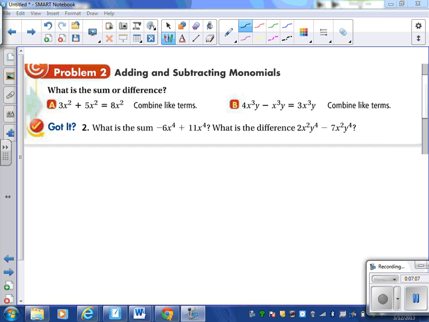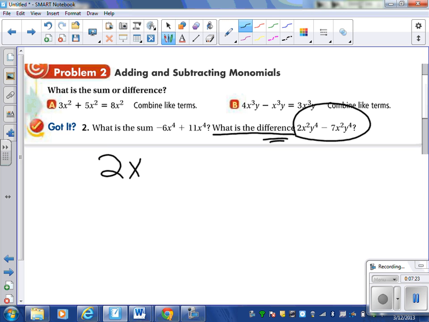Now let's take a look at the next problem. This one we want you to find the difference. What's difference mean? Correct. That would be when I subtract the two numbers. So if you have a problem that looks like 2x to the second power, y to the fourth power, minus 7x squared, y to the fourth, what do we do with this problem?